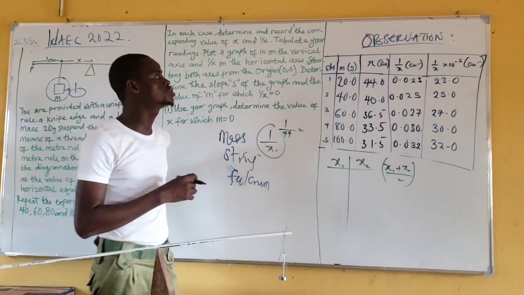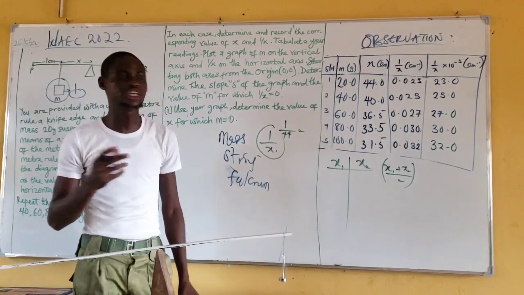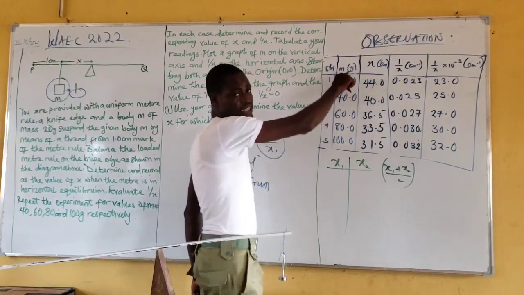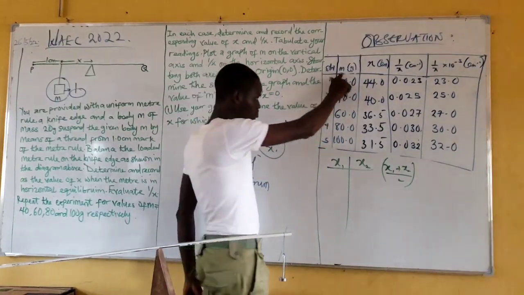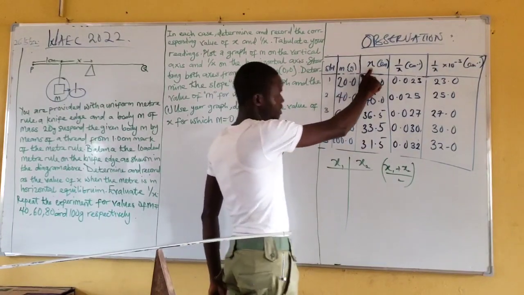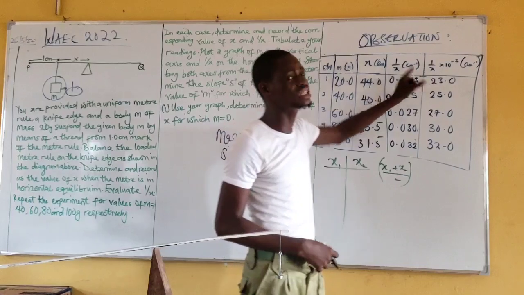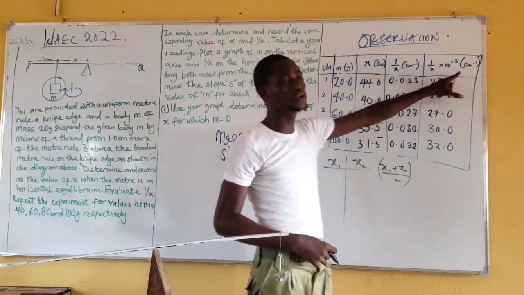Now, another thing I want you to note in your observation, if you are taking your reading, please note that your units should be beside the quantity. Mass m, the unit is gram. Distance x, the unit is centimeter. Distance 1 over x, the unit is centimeter inverse. And so on and so forth.